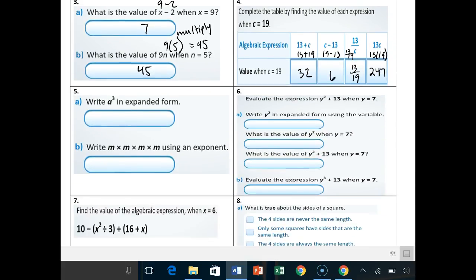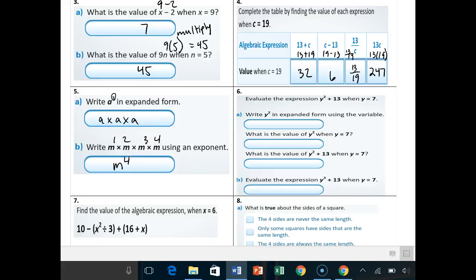5 we've seen before. Expanded form is just your variable multiplied by itself as many times as the exponent says. So you have a base of a, it says multiply it by itself 3 times. Doing the opposite way, you have a base of m, and how many m's do you have? You have 1, 2, 3, 4, so you have an exponent of 4. Pause the video, do number 5.